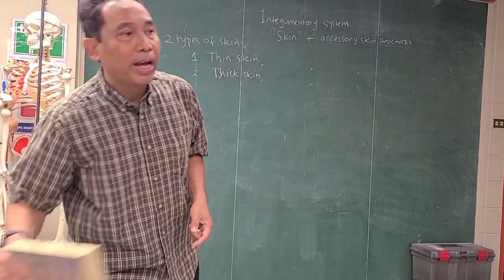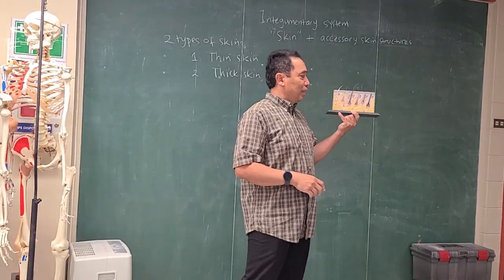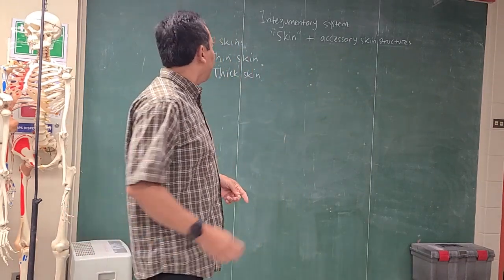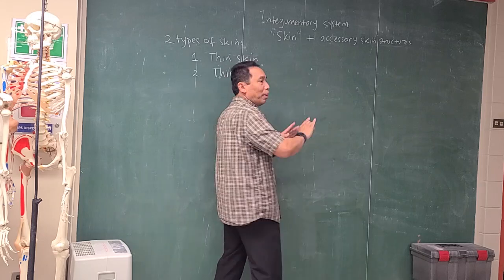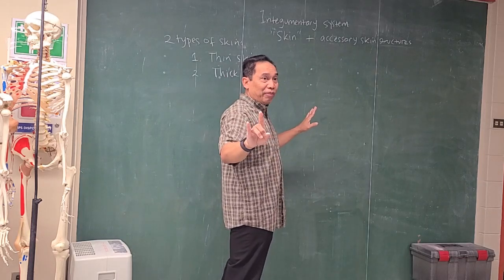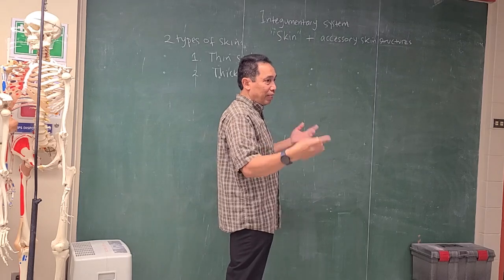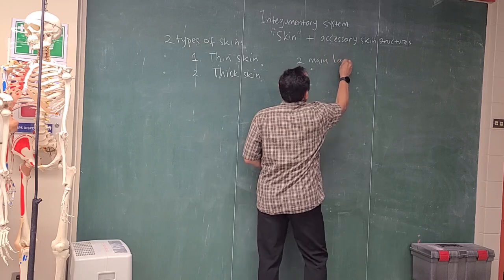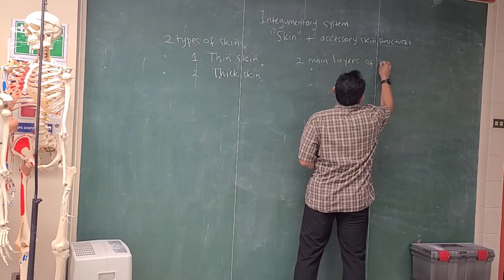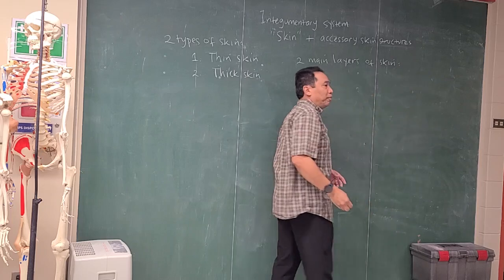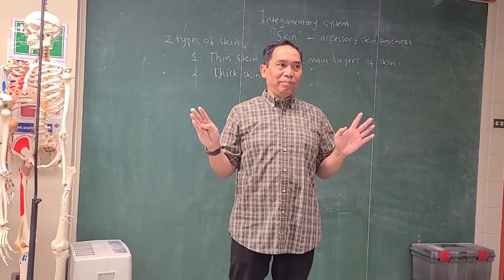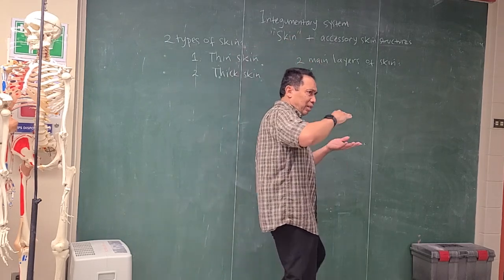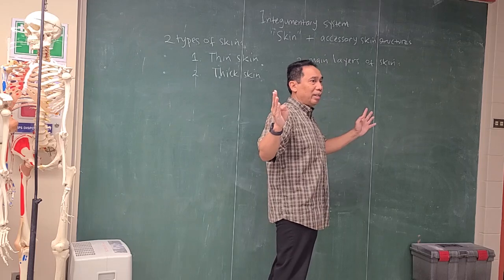In front of you, you have the models of the skin. Okay, so we're going to learn that model. The skin actually consists of two main layers. Every skin, whether thick or thin, has only two main layers. The first one is the layer on the top, the outside. What is the terminology for the top or outside layer?